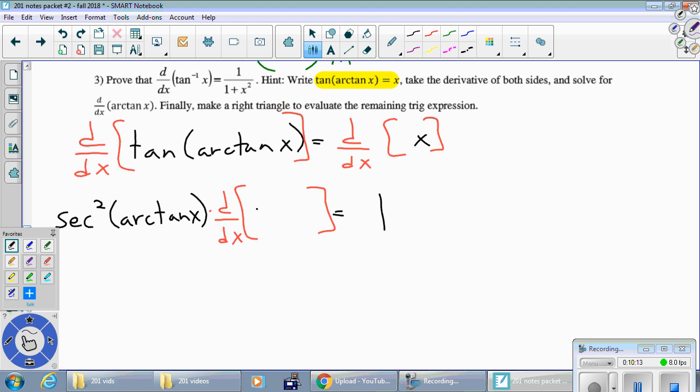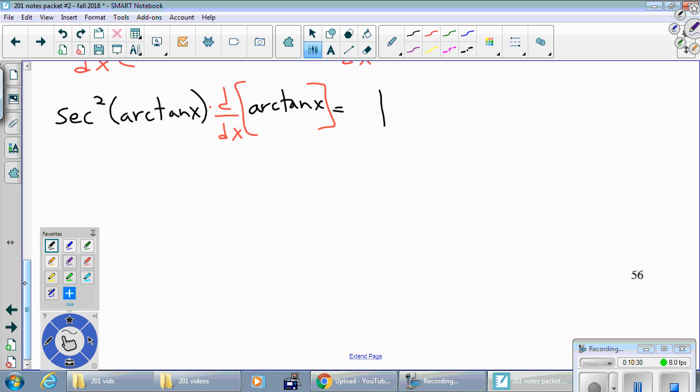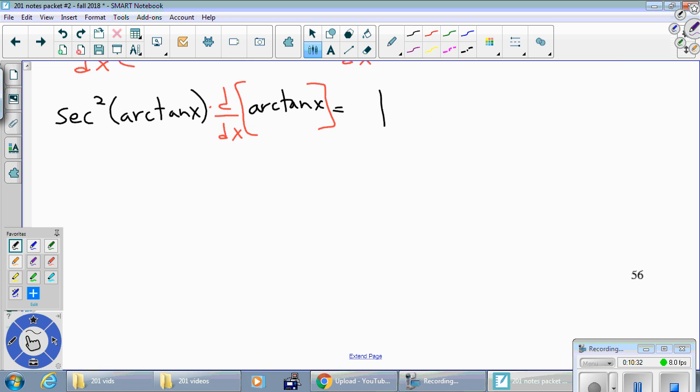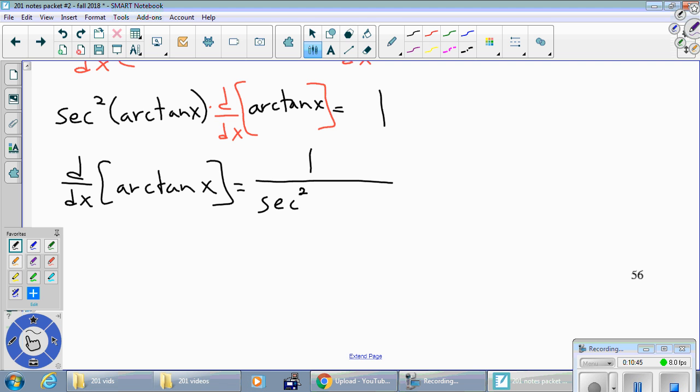And I don't happen to know at this moment what the derivative of arctan of x is. Well, I guess we do, because in the demo I just told you what it was. But now we're proving it, so we've got to pretend we don't know that the answer is going to be 1 over 1 plus x squared. So we're going to take this equation and figure out what the derivative of arctan x is by solving this equation for that derivative. So here we go. The derivative of arctan is, and then we're going to divide both sides by secant squared of arctan. So we go 1 over secant squared of arctan of x.